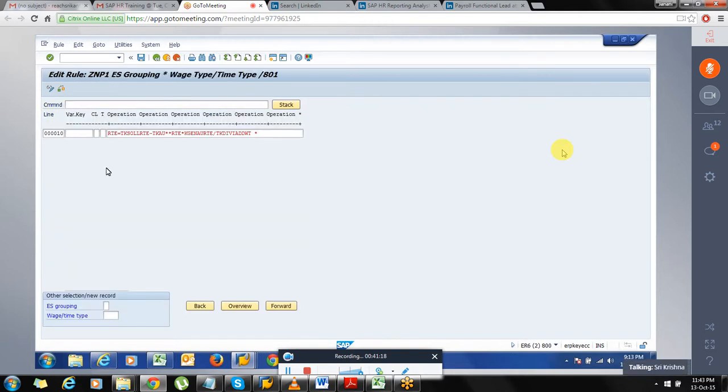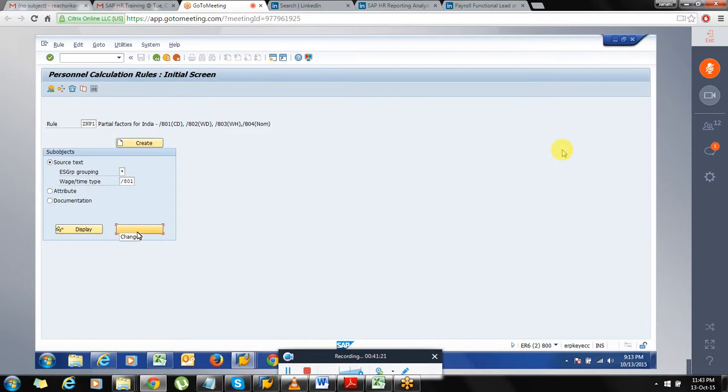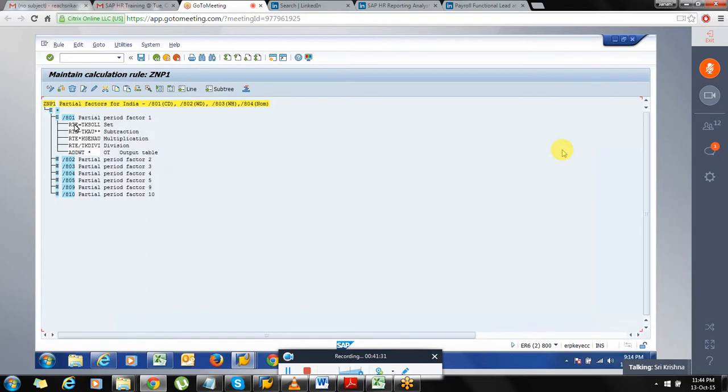I am coming back to the PCR. Here, by standard there will be 5 for India. If you go for the remaining countries, there will be a change in the numbers. Anyhow, this is not in use as of now, so I am creating my own logic under this rule, under this wage type. Here, as I explained, this is the days for the complete whole month. That is what the Z stands for. Again I will go to the documentation to check what I am explaining.